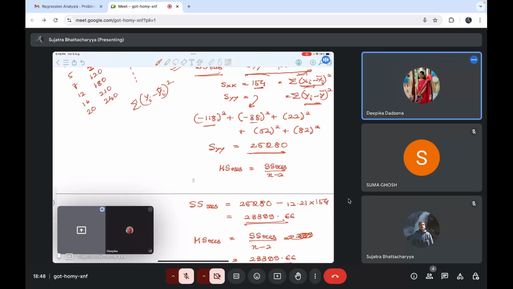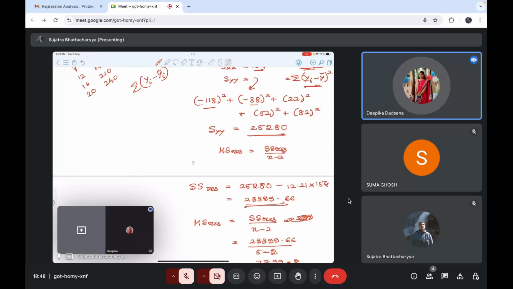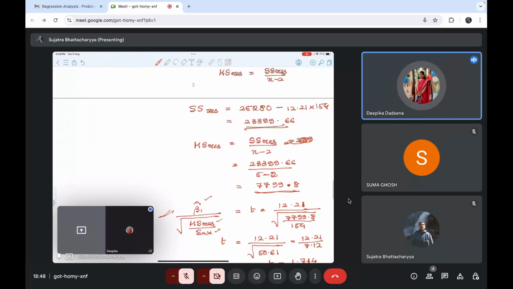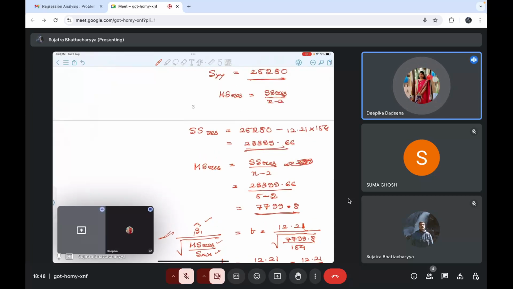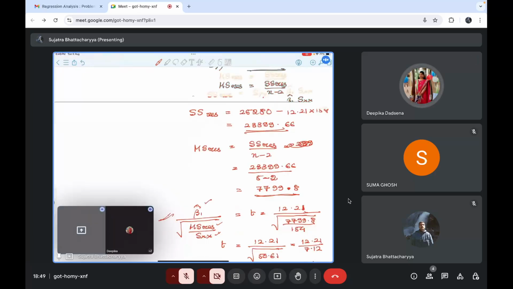12.21 into 154, because SXX is also there. Oh, okay. I thought you wanted the derivation. I have missed one step. This is SYY, which we have calculated. Beta 1 hat also we have calculated, and SXX also we have calculated. Okay, so that's why.